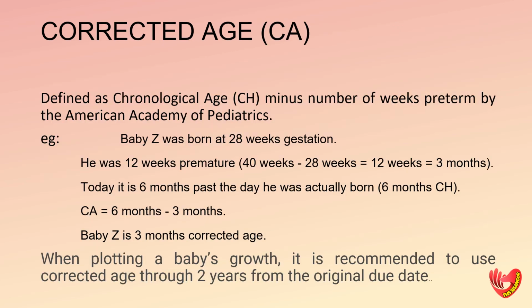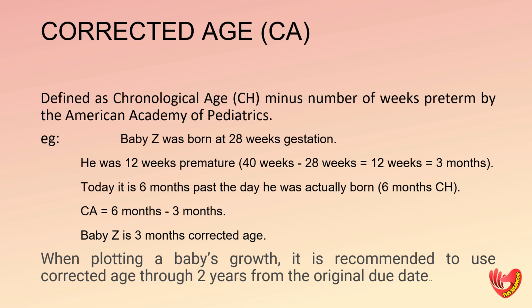This slide shows corrected age. Corrected age is defined by the American Academy of Pediatrics as chronological age minus the number of weeks preterm. Now let us look at an example of how to calculate corrected age. Baby Z was born at 28 weeks of gestation, so he was 12 weeks premature. Why do we say 12 weeks? 40 minus 28 weeks is 12 weeks, which is equivalent to 3 months.